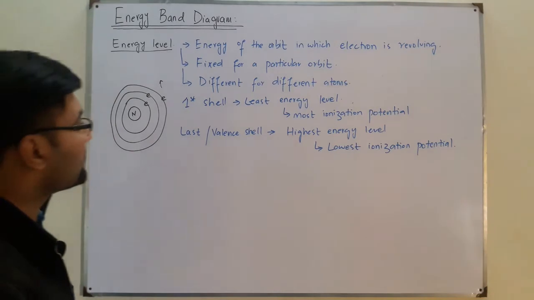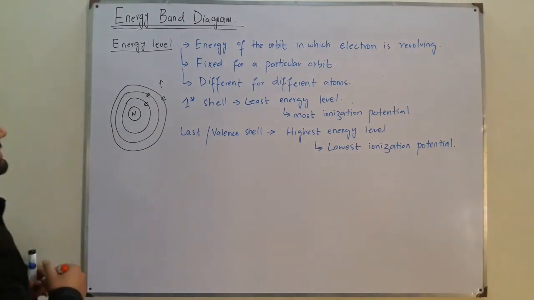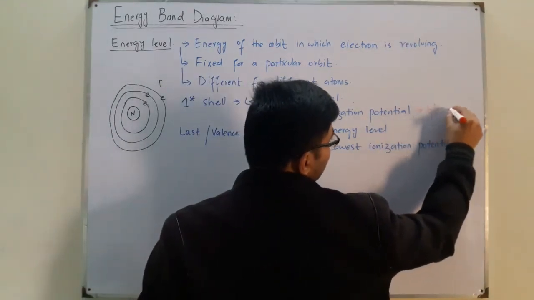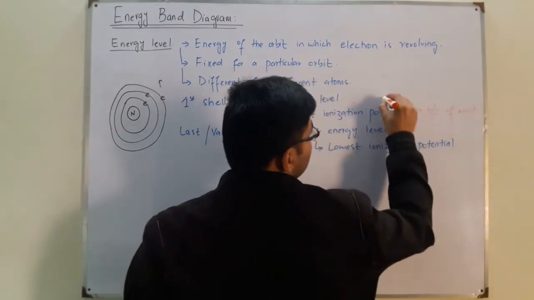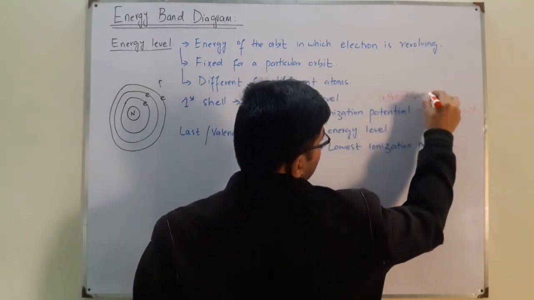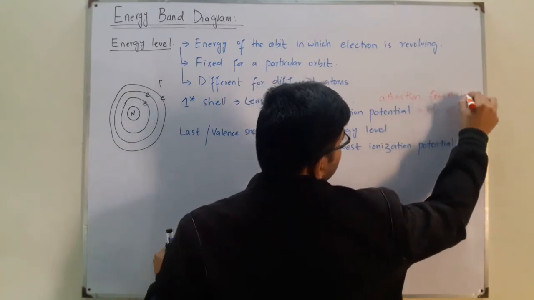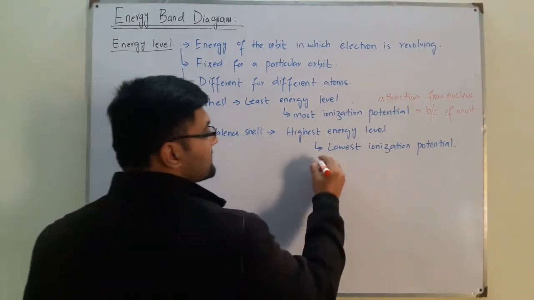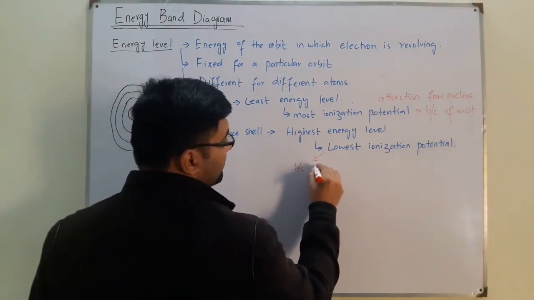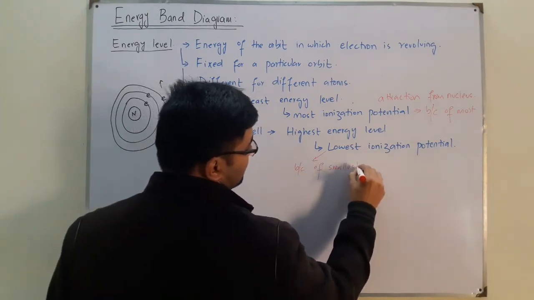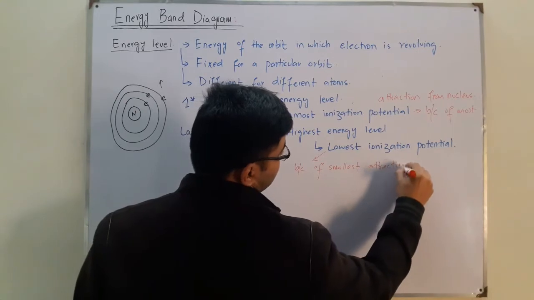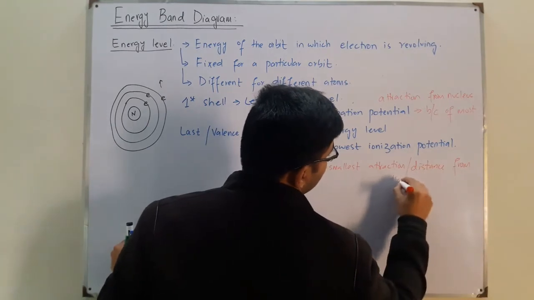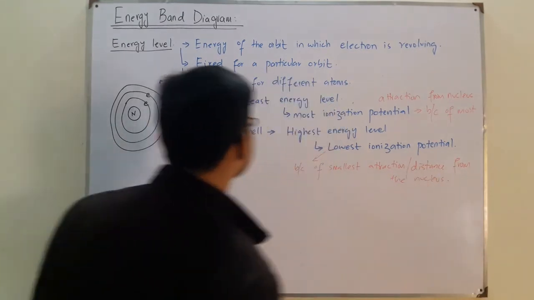And why is that? I'm giving you the reason. The first shell has the most ionization potential because of the most attraction from the nucleus, as the radius between the first shell and the nucleus is very small. And the last shell has the lowest ionization potential because of the smallest attraction, or the largest distance, from the nucleus. So this is the reason.